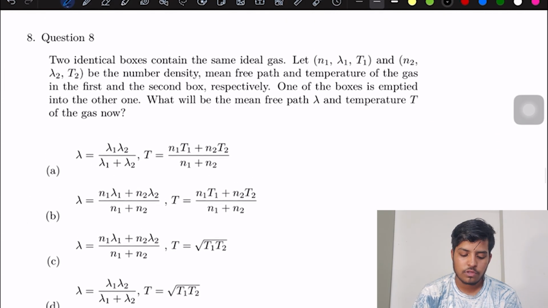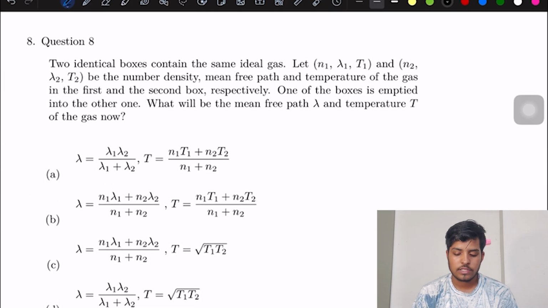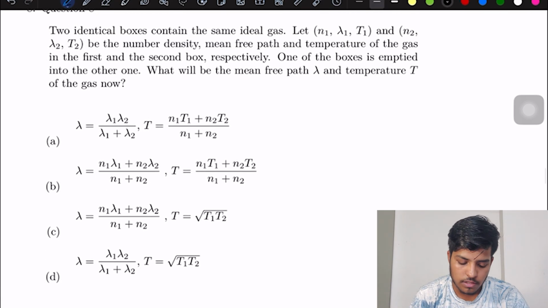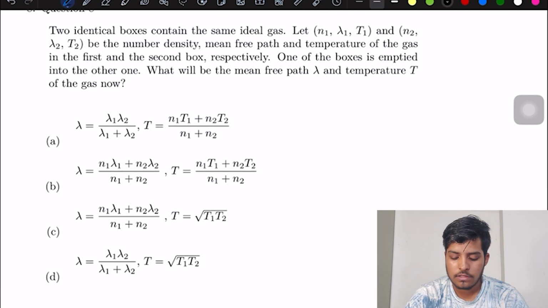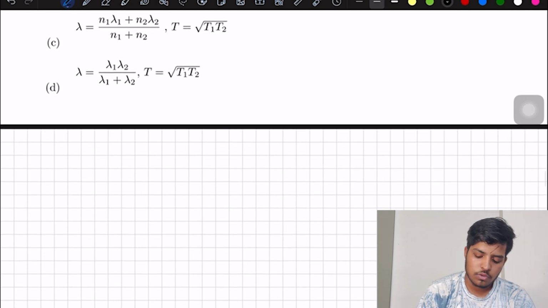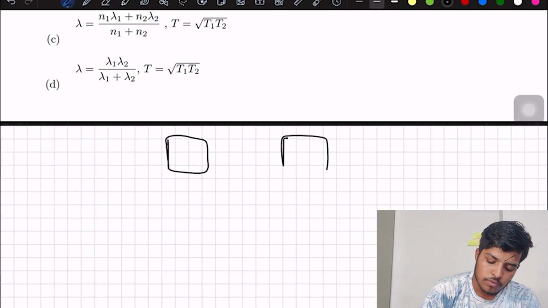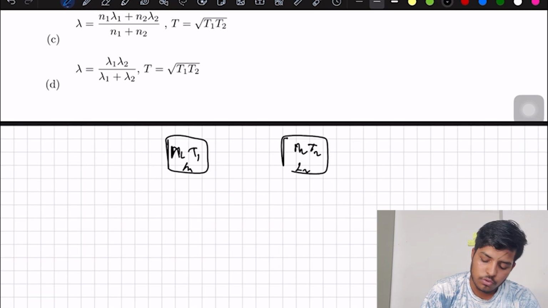So let's move to question number 8. It seems to be a good question. Let's see what it's asking. Two identical boxes contain the same ideal gas. Let N1, lambda 1, T1 and N2, lambda 2, T2 be the number density, mean free path, and temperature of the gas in the first and the second box. One of the boxes is emptied into the other one. What is the mean free path? Okay, so there are two boxes, N1, T1 and lambda 1, N2, T2 and lambda 2.